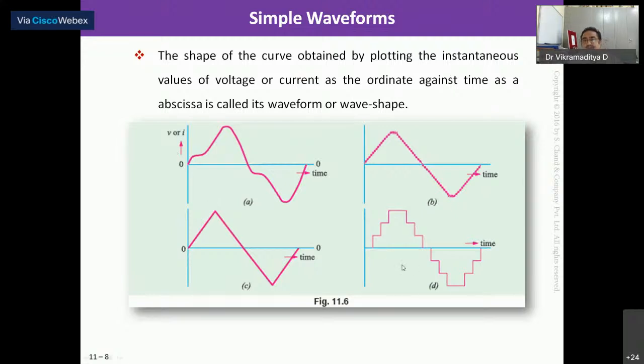Now in all these four graphs, the x-axis is the time axis, and the y-axis is either voltage or current, whatever it is. The new thing you are seeing is that after a particular time, both the magnitude and the direction are changing. Magnitude changing with the same direction, that is unidirectional, will be called fluctuating DC.